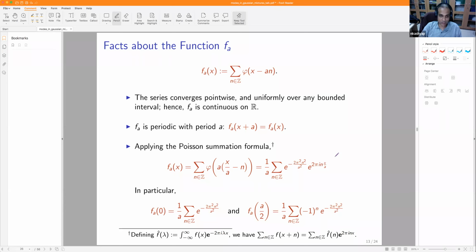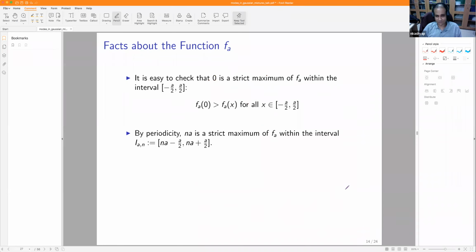the modes of the function. What we're going to be using the Poisson summation formula for is to estimate the maximum and the minimum values of this infinite series f. If you just plug in x equal to 0 and x equal to a over 2 into the Poisson summation formula, you will get some formulas like this. So these are the values of the function at x equal to 0 and x equal to a over 2.